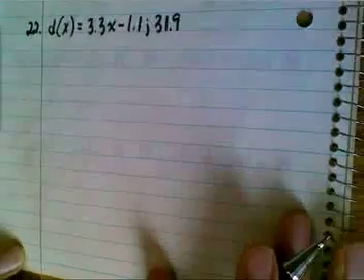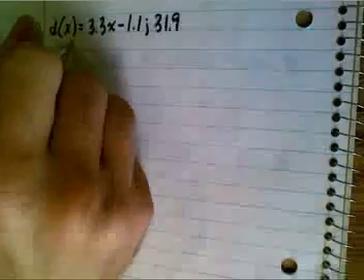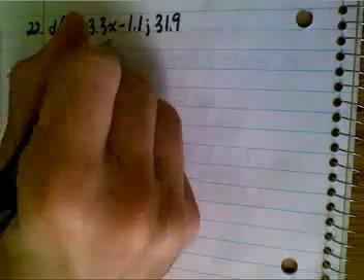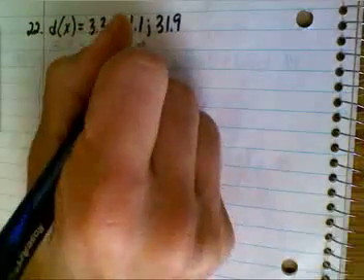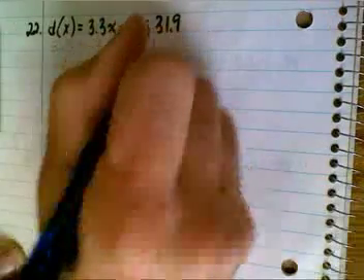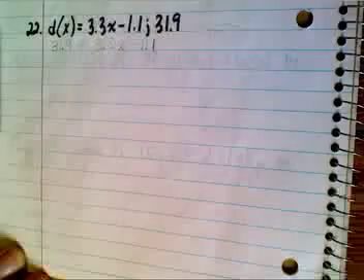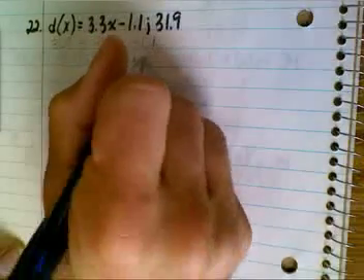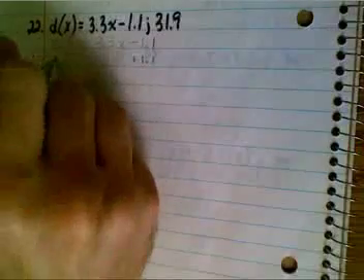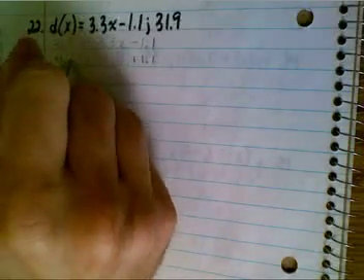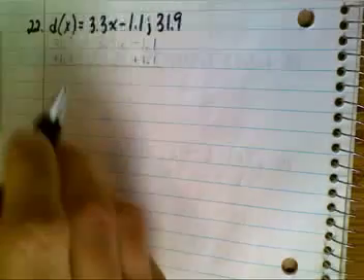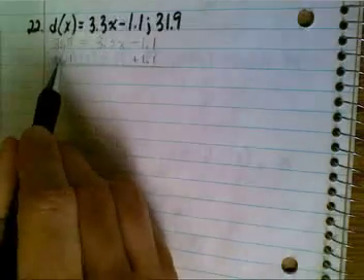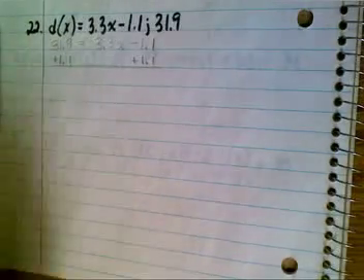And lastly, the 31.9. Take 31.9 equals 3.3x minus 1.1. And now I'm going to add the 1.1. Now, this is something that I would not be able to do in my head, just because I know that I'd make some kind of mistake. Maybe I could, but 3233 is what this looks like.